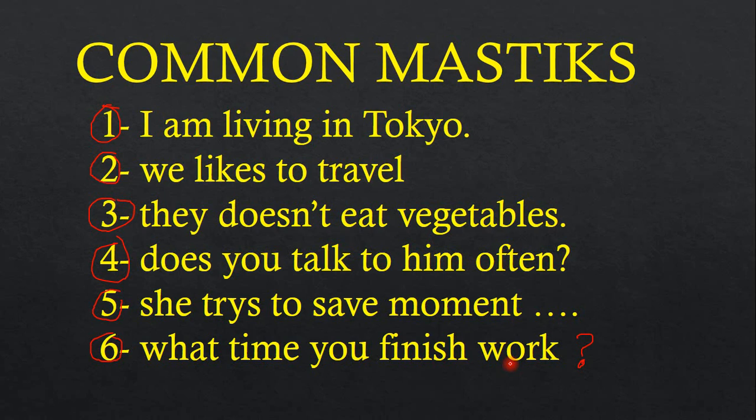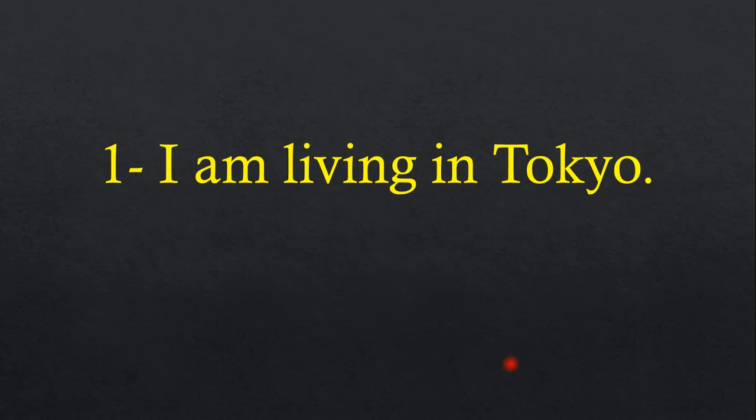Now we are going to see the mistakes of these sentences. First sentence, I am living in Tokyo. We said we use the verb without ing.